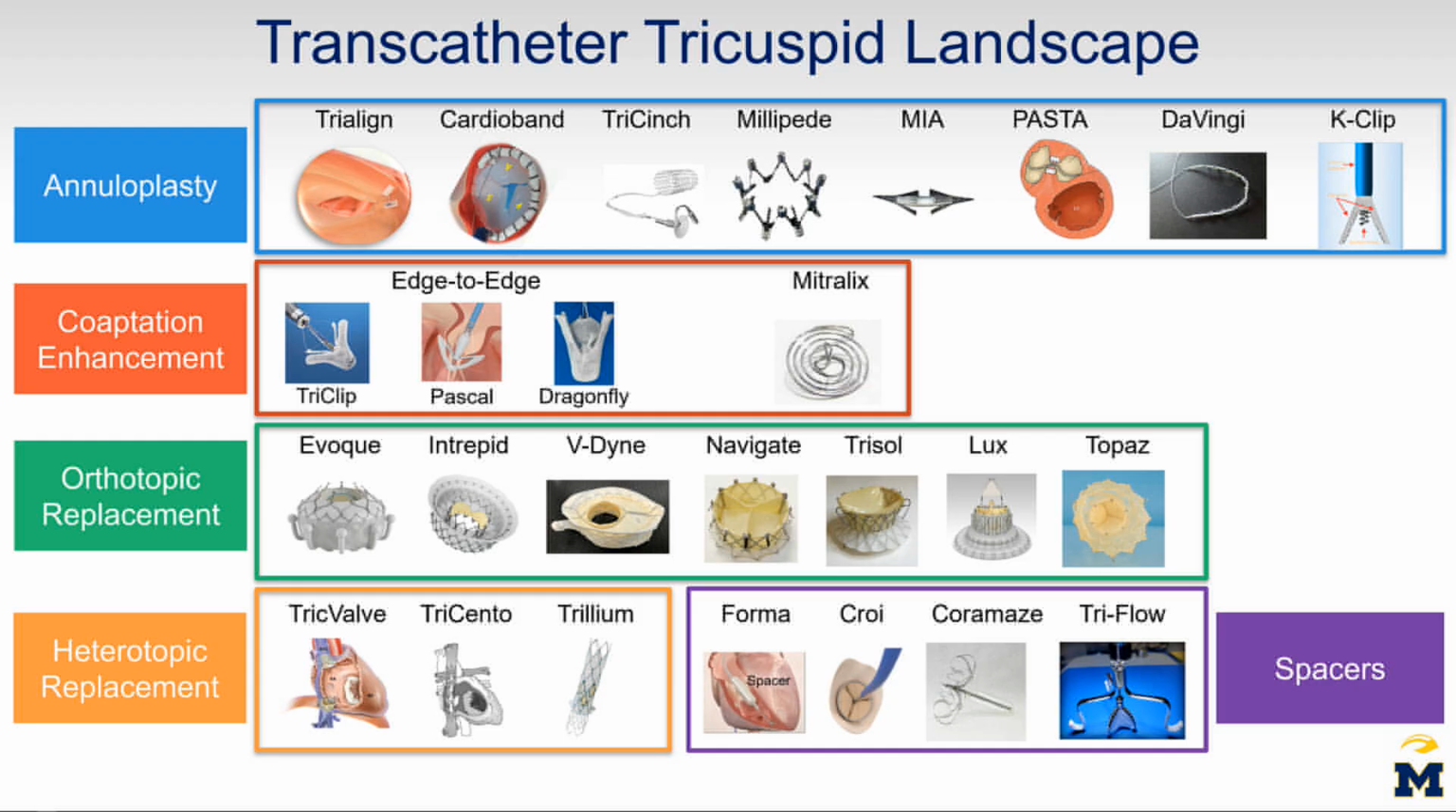Some have been in various stages of evolution. Some have been taken off the market, redesigned, put back on the market. Coaptation enhancement, so things like TEER devices, replacement. There's a whole page, probably 5 times the number of companies that are working on tricuspid replacement, both in situ as well as heterotopic, so putting it in the IVC and SVC, as well as some type of spacer that enhances coaptation, like a Forma device or TriFlow device.